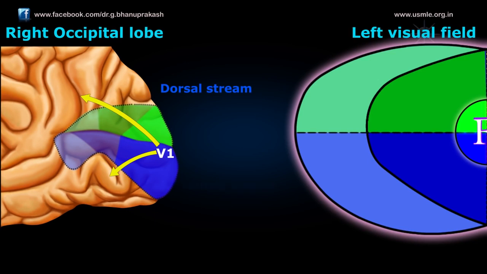Another system, the ventral stream, leads from the striate cortex into the inferior part of the temporal lobe. This system is thought to be responsible for high-resolution form vision and object recognition.